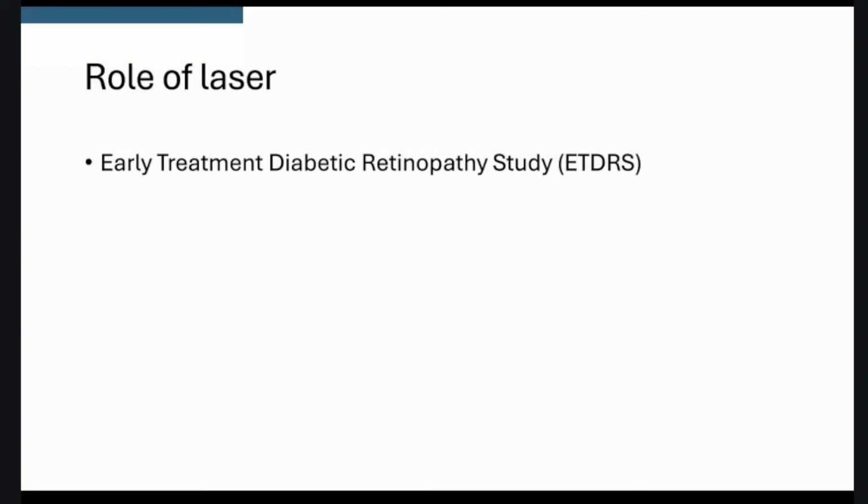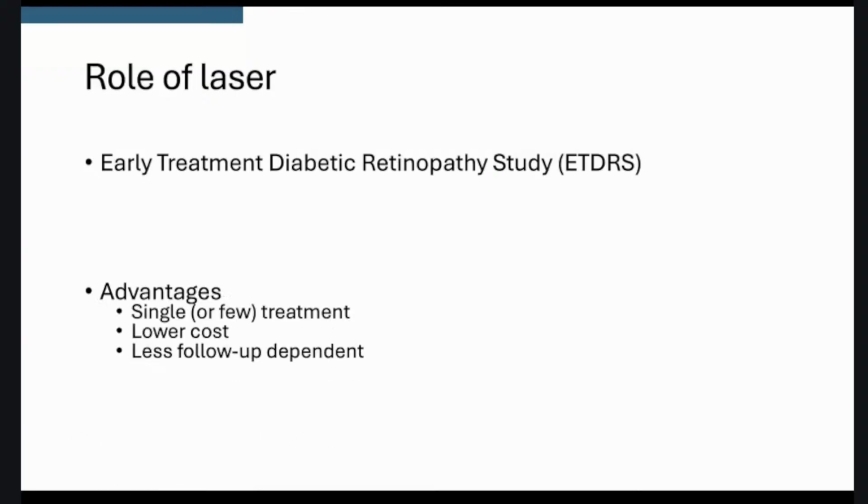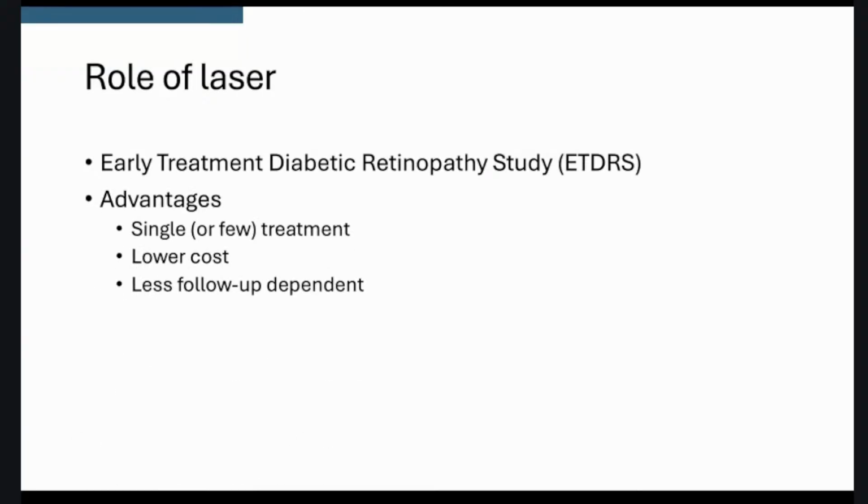And subsequent trials, after the ETDRS study came out, were initially compared to laser. So anti-VEGFs were compared to laser, and they were used in combination or as rescue treatment. So the role of laser has been established. The advantages of using laser is that you have one single sitting of treatment of macular laser. It can be repeatable. It has a lower cost overall.